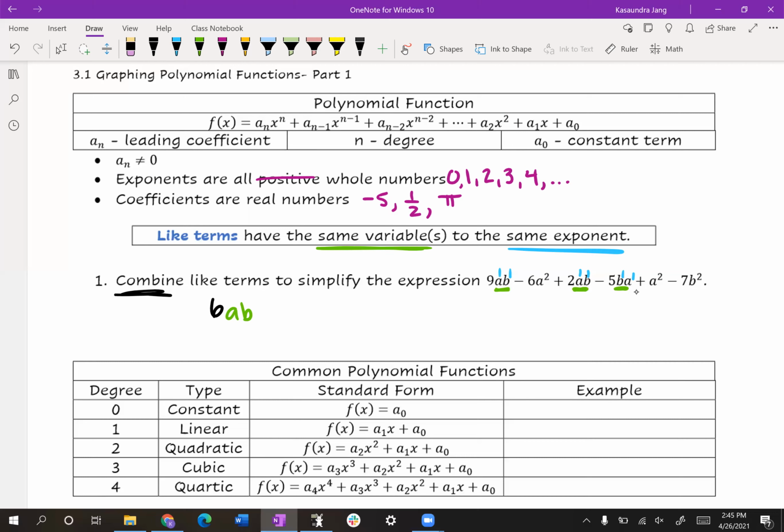So those guys were my like terms. Let's see if there's anything else. Let's look at these guys, my a squared.